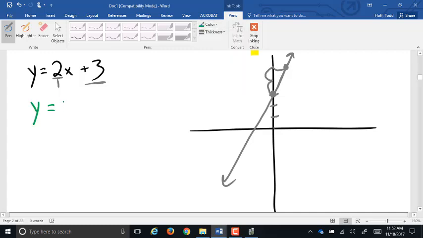We might have y equals 1/2 x minus 5. Where's this going to start? -5. Good. 1, 2, 3, 4, 5 down right there. From there, our slope is the 1/2, so we're going to rise 1 and run 2. So there's our second point. Our line goes through those 2 points.